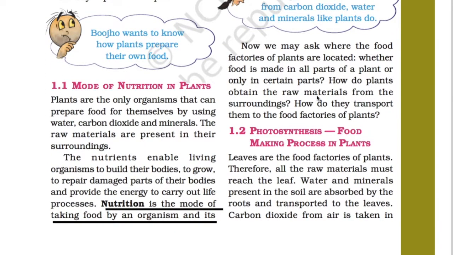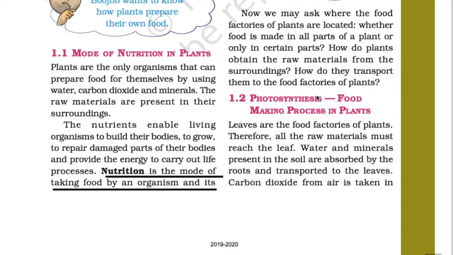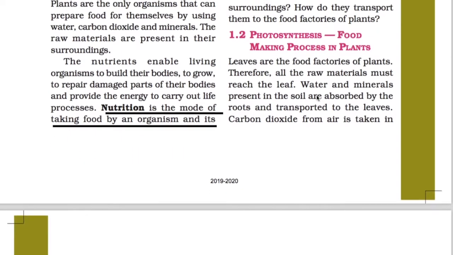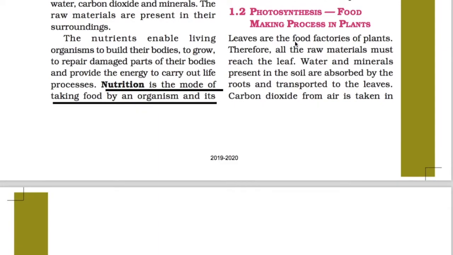Now we will understand how plants can prepare their food. The process of preparing food by plants is known as photosynthesis. Photosynthesis. Try to understand the meaning of this word.